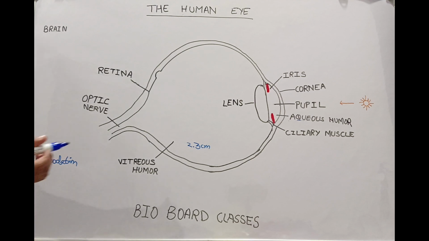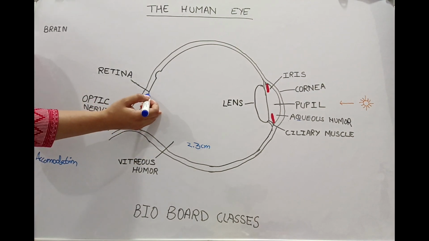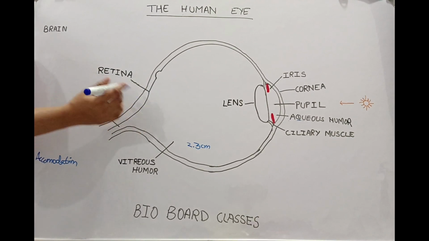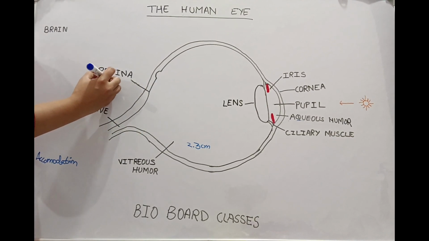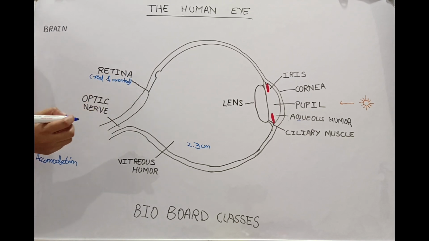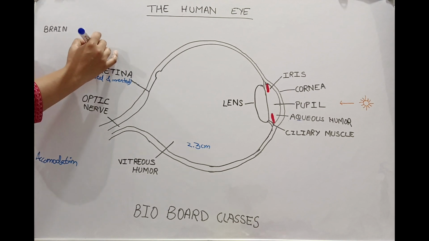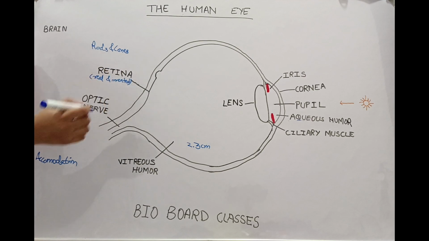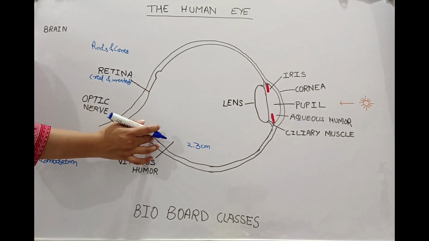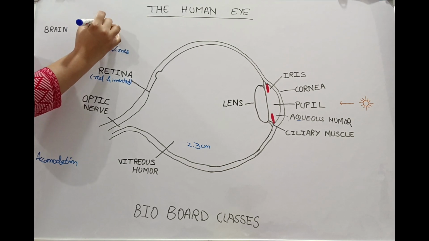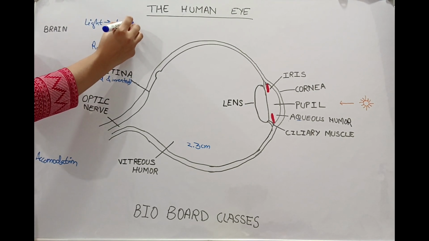The lens then focuses light onto the retina, which allows us to see clearly. The image formed on the retina is real and inverted. The retina itself is made up of millions of light sensitive cells known as rods and cones, and this retina is a thin delicate membrane at the back of the eye, and these cells convert light into electrical signals.